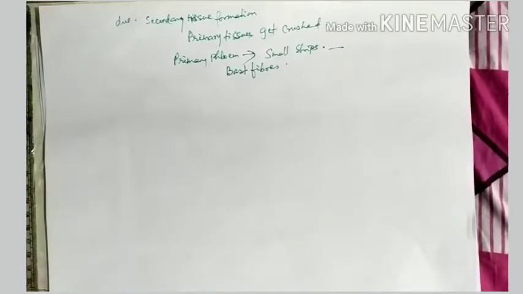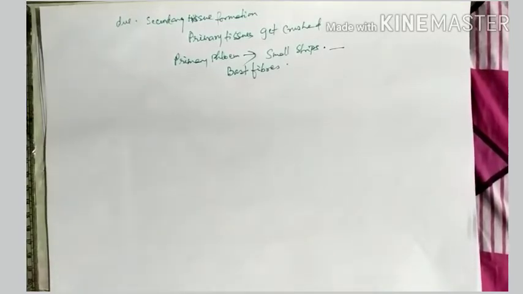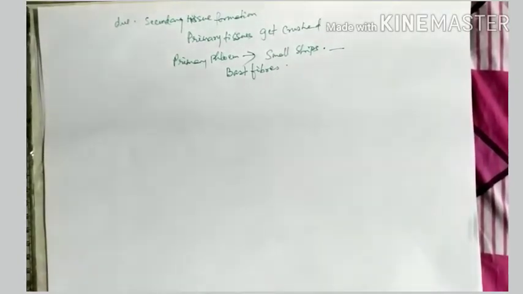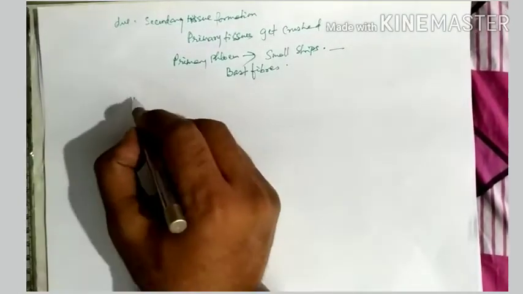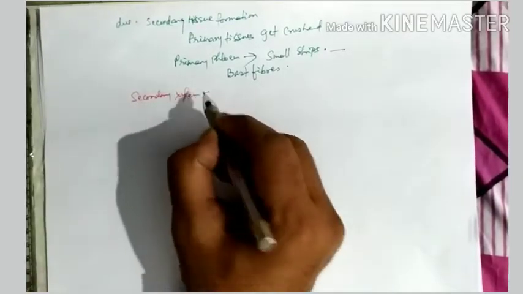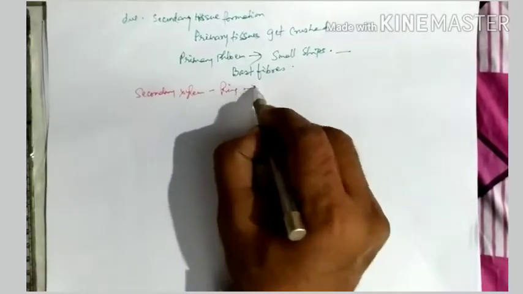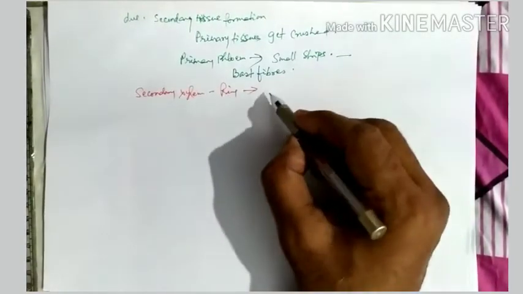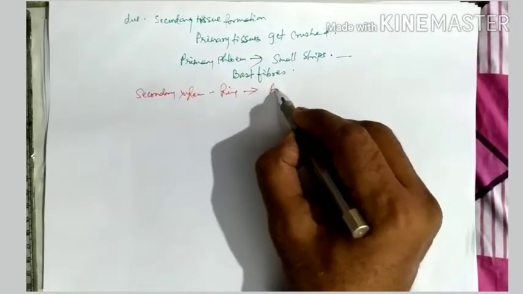The next point is very important. When secondary growth is performed, the resultant secondary xylem is seen in the form of a ring, and this ring is called an annual ring.